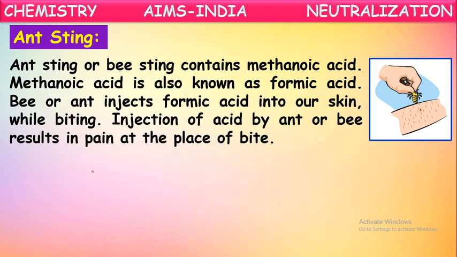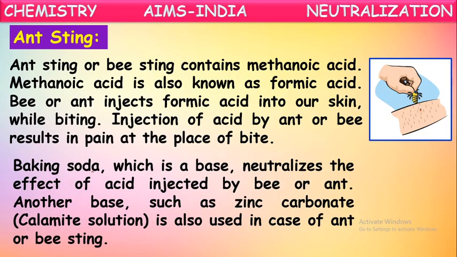This injection of acid by ant or bee results in pain at the place of the bite. So we feel certain pain immediately where the ant or bee bites us, because when it bites, it injects a certain amount of this formic acid into our body. Because of the entrance of this formic acid, we immediately feel pain there. So what to do to get rid of this pain caused by the ant sting or formic acid?